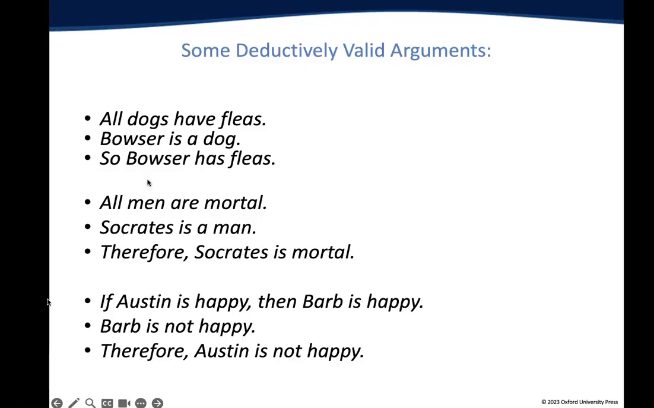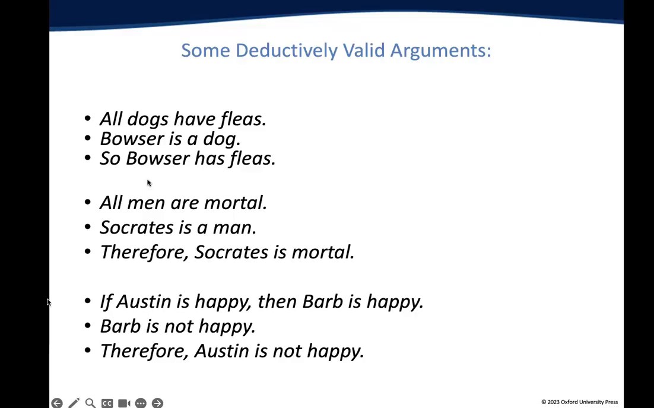Here we have some examples of some deductively valid arguments. So what makes them deductive is that they are meant to offer conclusive support for the conclusion. So they're not using terms like probably or very probably and that kind of thing. They're saying all dogs have fleas. Bowser is a dog, so Bowser has fleas. So they're not giving probable proof or suggesting probabilities and that kind of thing.